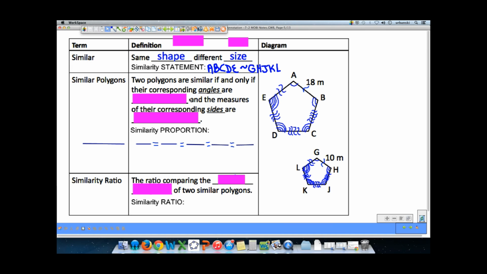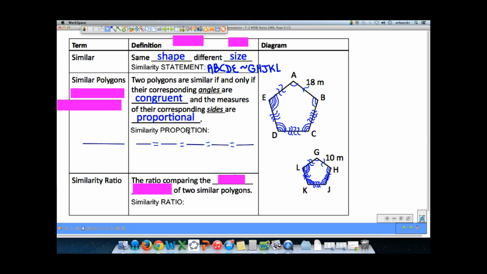Two polygons are similar if and only if their corresponding angles are congruent. Remember, that's what keeps the same shape, that their angles are the same. But the measures of their corresponding sides are proportional, not congruent. The angles are congruent to keep the same shape. The sides are proportional to make different sizes.